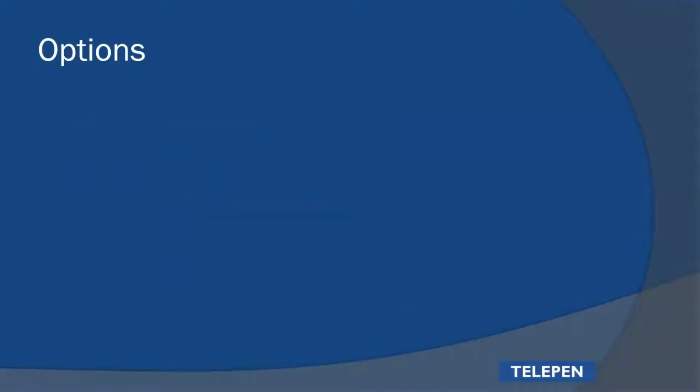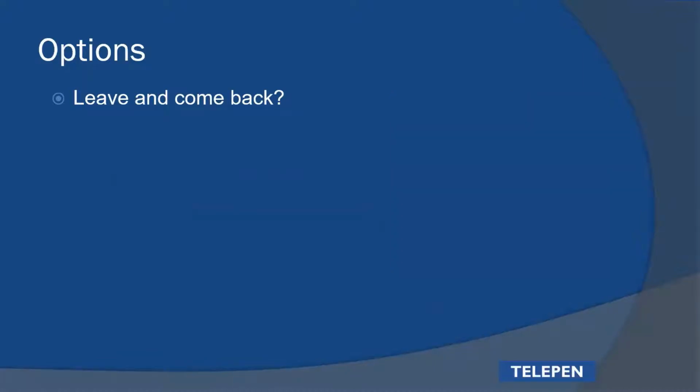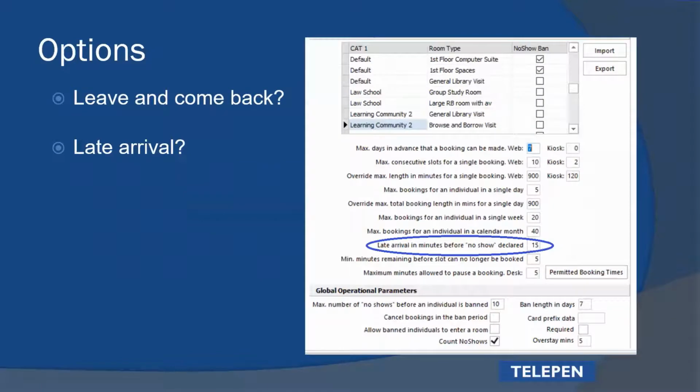And then the university, you as the library, have got various options. Do you want to allow your students, once they've made a booking and they've entered the library, to leave and then re-enter during their booking, or would you rather, if they leave during their booking, that's the end of their booking and it frees it up for somebody else? Do you allow them a late arrival?